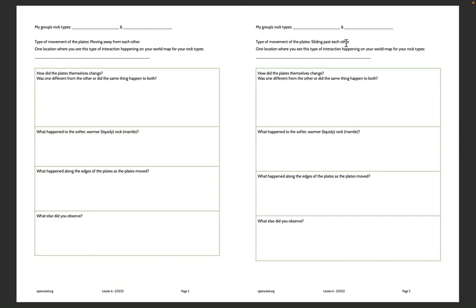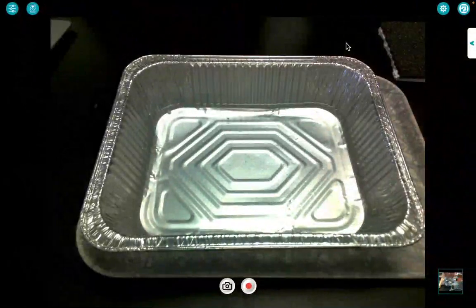You can pick one of the situations I'm doing and then fill in these documents in Notability. I'm going to do continent versus continent, continent versus oceanic, and then oceanic versus oceanic. So you can pick one of those situations that I'm going to do, fill this in, and then follow the directions in Schoology. So let's take a look at what we have here.